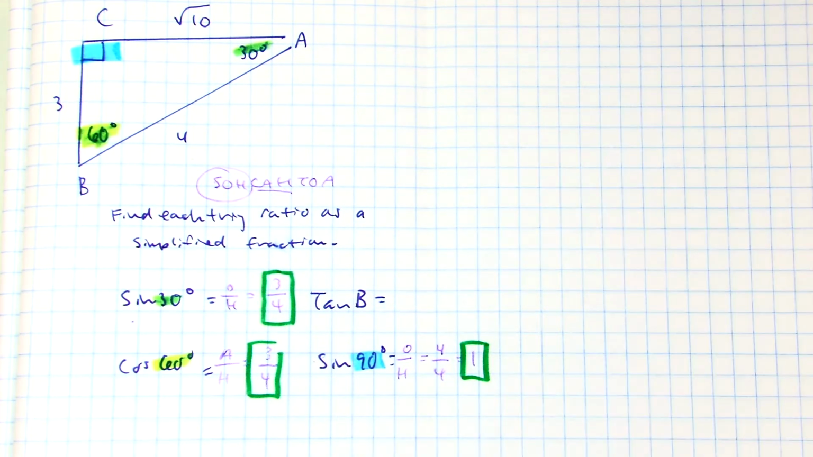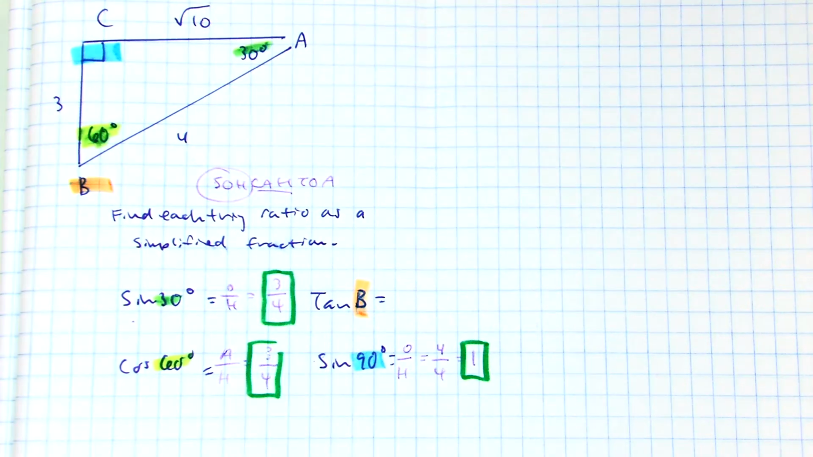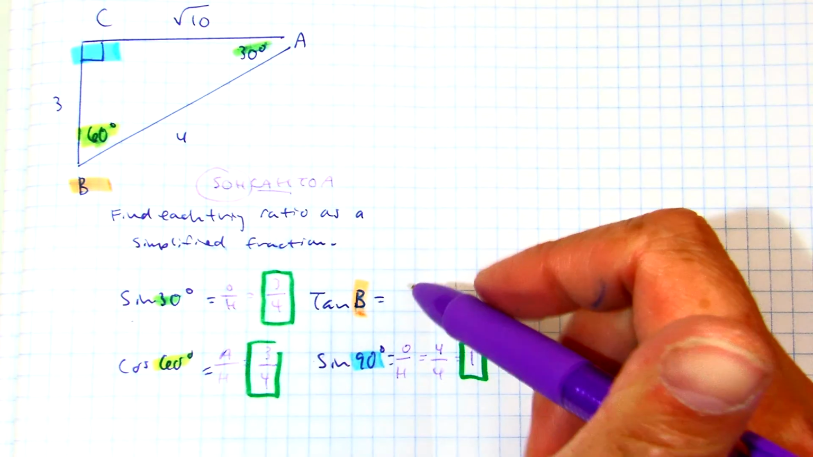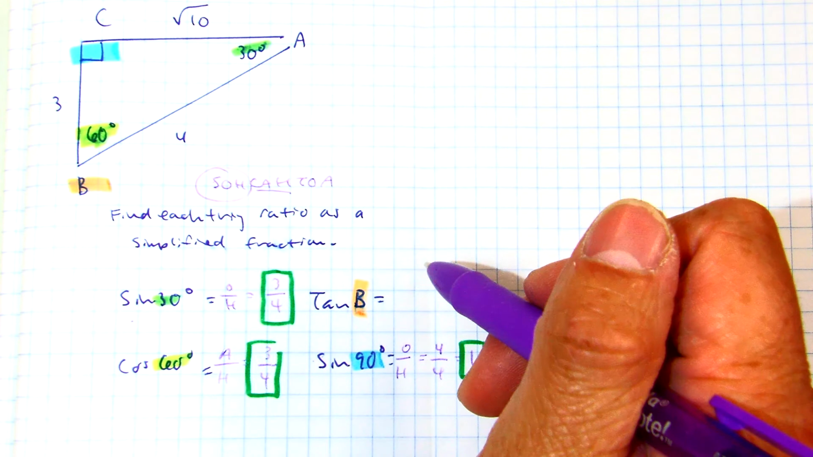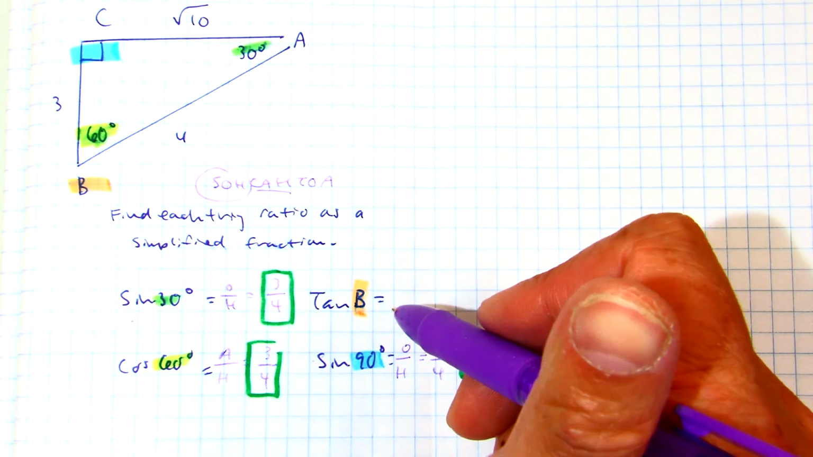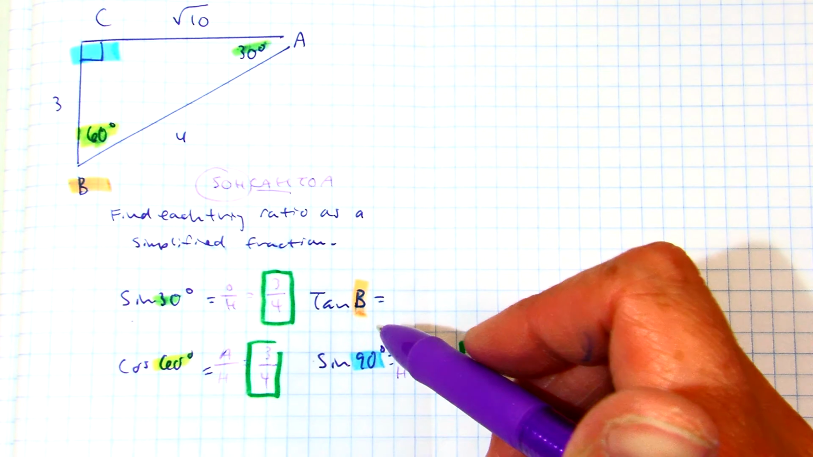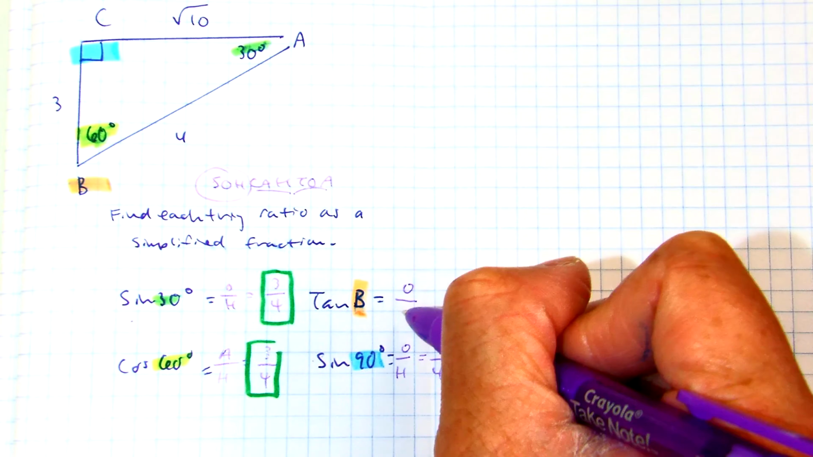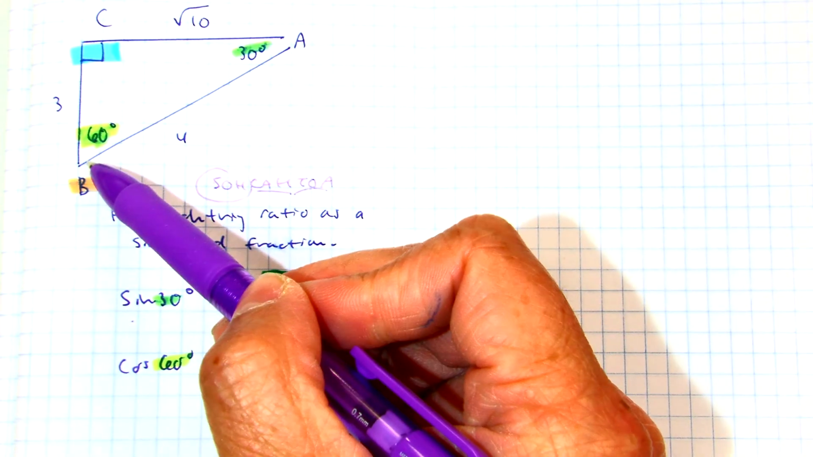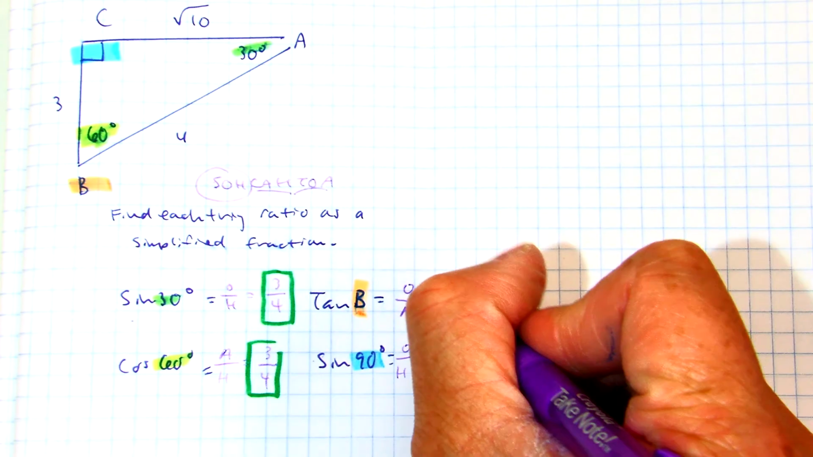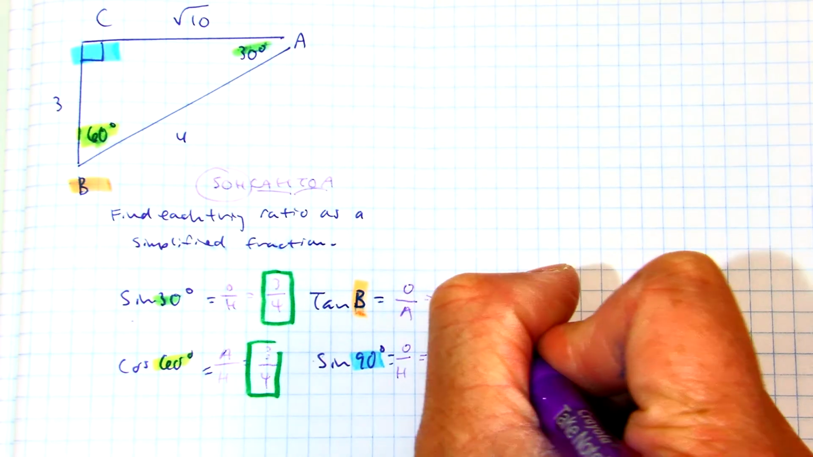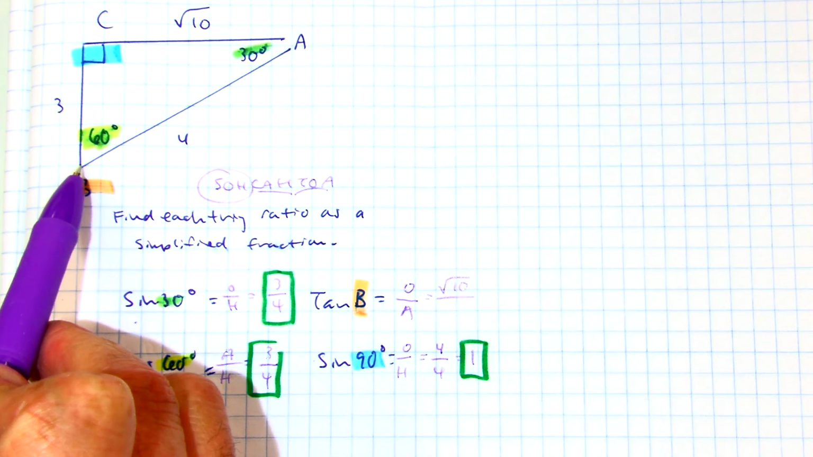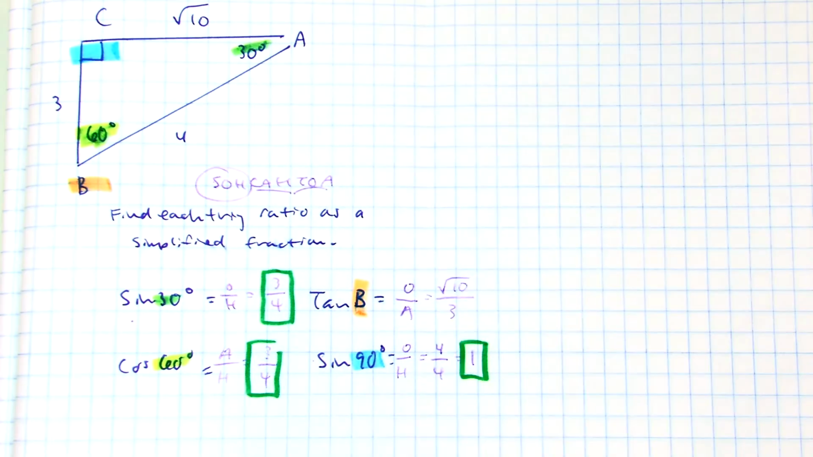Tangent of B. Let's highlight this color, B. Which two sides is tangent? Kiana, are you here? Oh, opposite over adjacent. Yep, right there. What's the opposite side of B? Radical 10. And the adjacent? 3. 3 is correct. And that's simplified, right? Radical 10 over 3 is our answer.